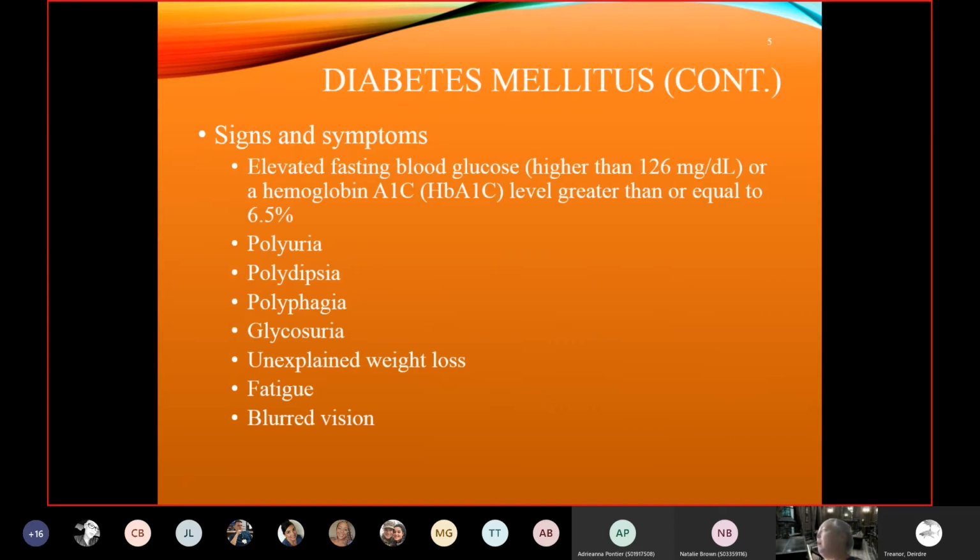Signs and symptoms. As we talked about, elevated fasting glucose greater than 126, A1C greater than or equal to 6.5, polyuria, so urinating excessively, polydipsia or excessive thirst, polyphagia, excessive hunger. Glucosuria is glucose in the urine. They may have unexplained weight loss, fatigue, and blurred vision.